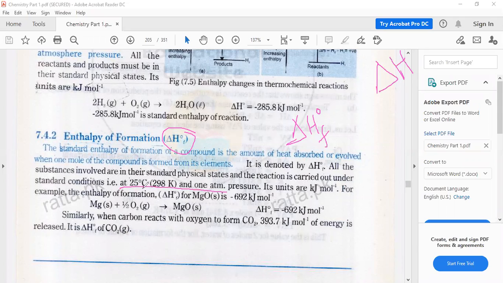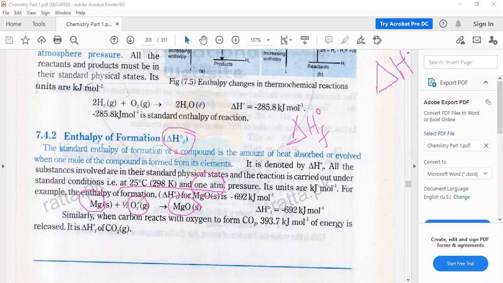Temperature must be 25 degrees Celsius and pressure must be 1 atm. When magnesium oxide is formed from its elements, here you can see its elements magnesium and oxygen. When the compound is formed from its element is called the enthalpy of the formation. Otherwise, you are not going to say the enthalpy of the formation. If there are the molecules or the compounds who are making the new compound, then that is enthalpy of reaction. But when we are talking about the enthalpy of formation, which means formation of compound by its elements.